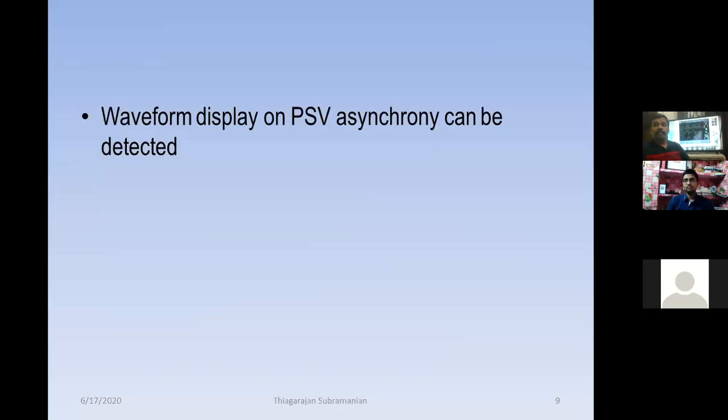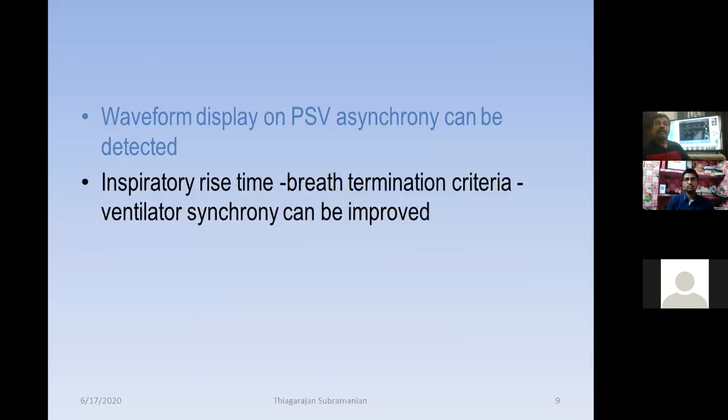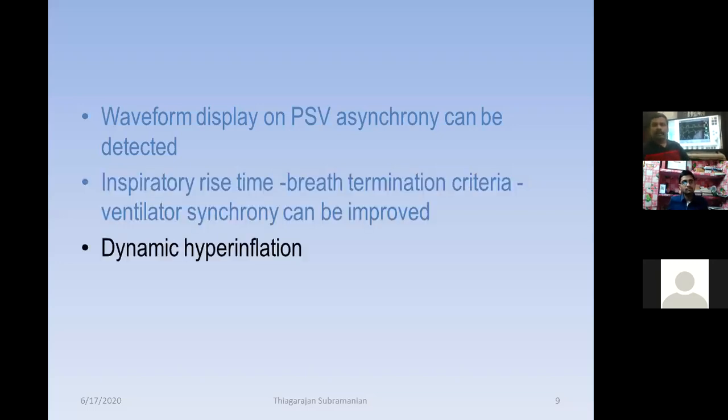There are a lot of issues with the ventilator inspiratory rise time, and how to find the termination criteria, so how to start weaning the ventilator. All those things can be assisted by these ventilator graphics. These are the few points I want to highlight. If the time is very short, I will skip a few of the things.